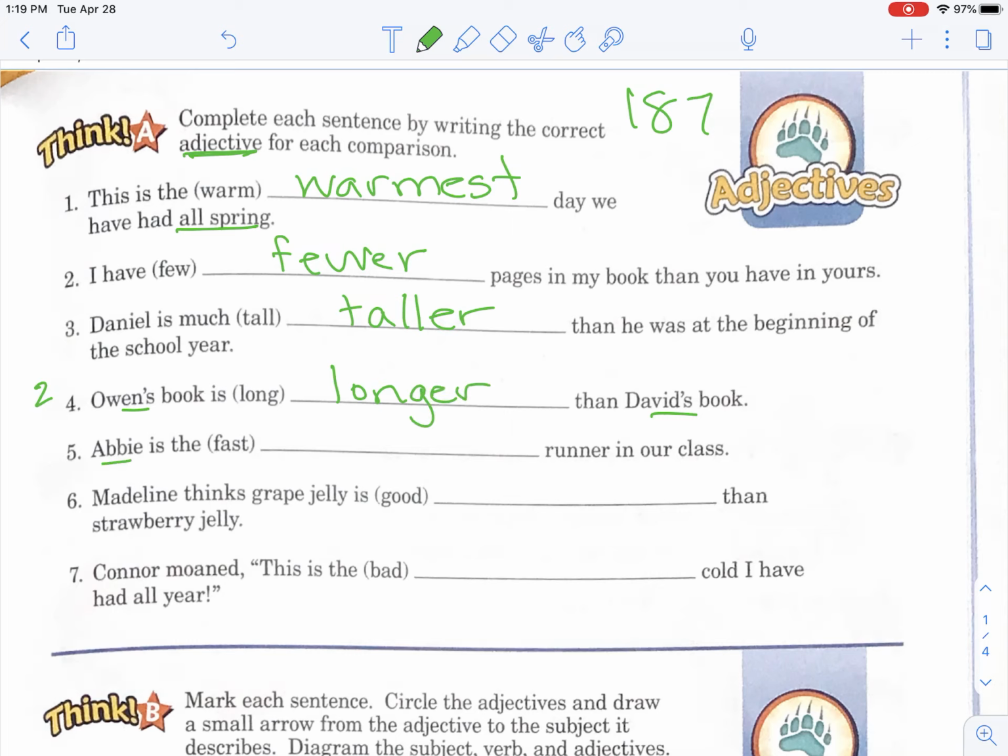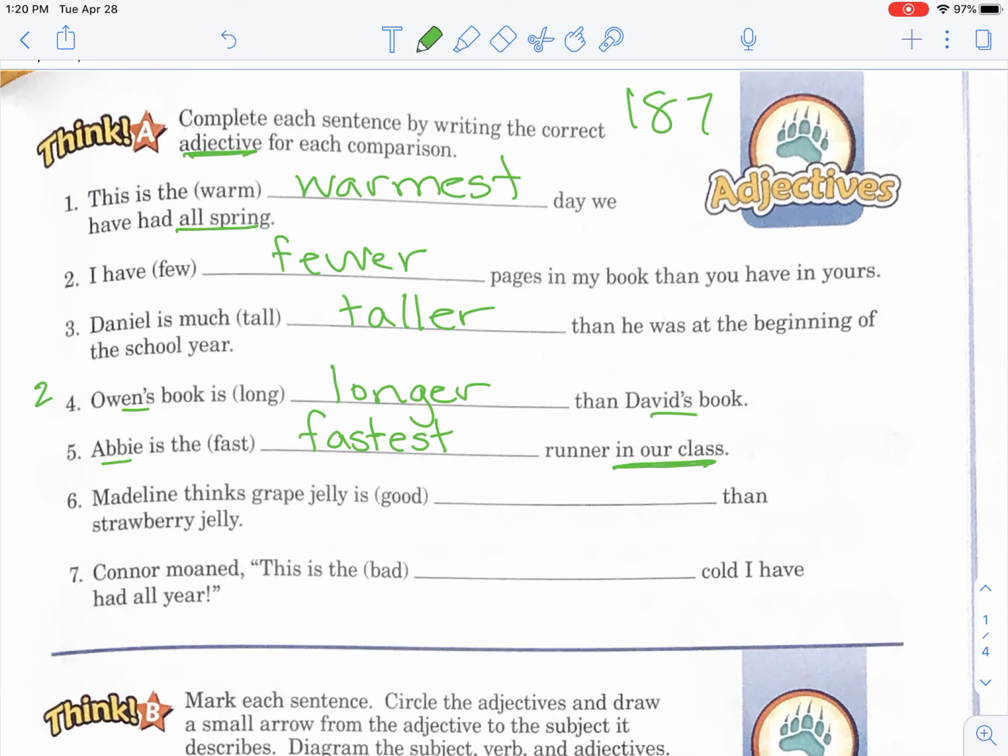Okay, Abby is the something runner in her class. Ooh, that's more than one. That's out of her whole class. She is the fast, what? Fastest. Good job.